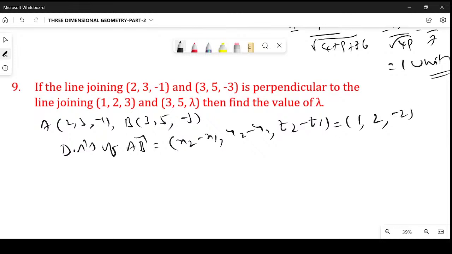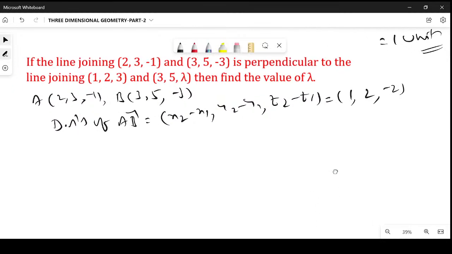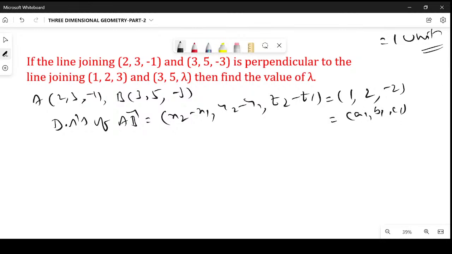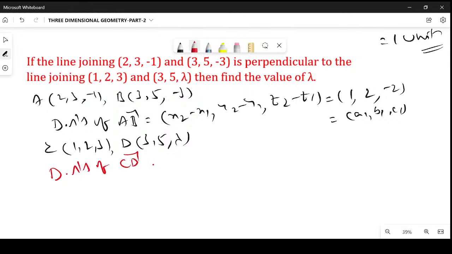Like this we can find A1, B1, C1. Next, we can get another point: the point C (1, 2, 3) I have taken, and D (3, 5, lambda). Now I can find the DRs of CD bar using the same formula: 3 minus 1 is 2, 5 minus 2 is 3, lambda minus 3. Write this as A2, B2, C2.